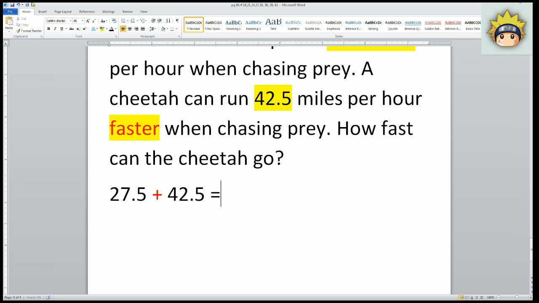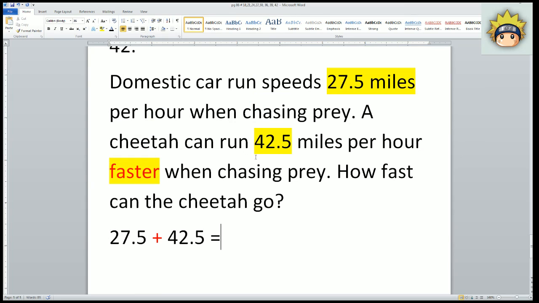Is that correct? Let's see, hold on. Give me a second. Okay. 27.5 plus 42.5. Yep, that should get you the value of 70 miles per hour. Okay, good. Make sure you are able to read this and formulate the equation. Pick out the word that should help you. I knew that faster was the plus sign. All right, and that is your solution.